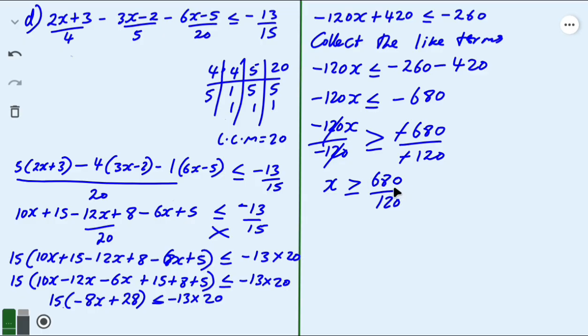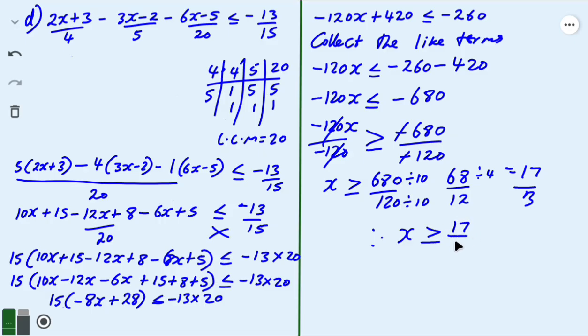Now we cannot leave our answer like this. We have to simplify further. We divide this by 10, so we have 68 over 12. If we divide this further by 4, 4 in 68 will give us 17, and 4 in 12 will give us 3. Therefore, our x will be greater than or equals to 17 over 3.